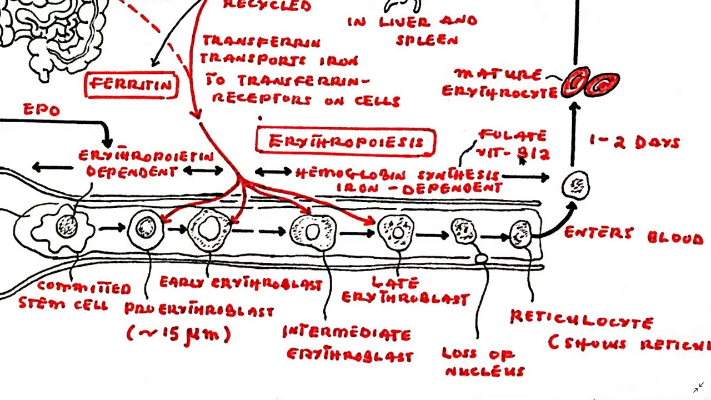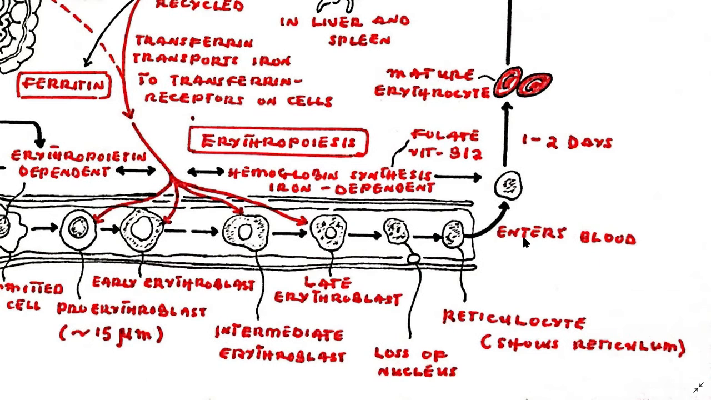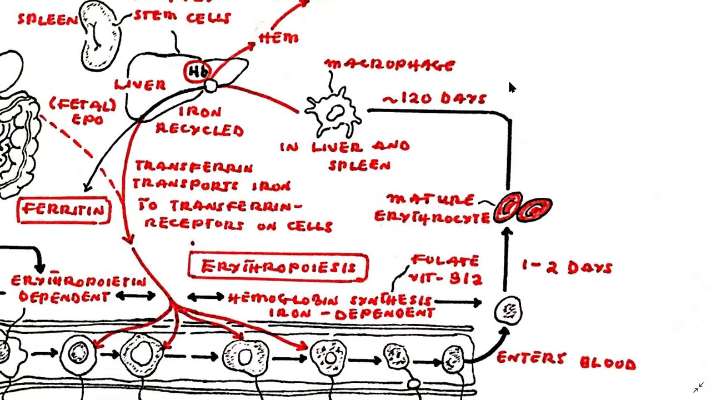In the late normoblasts, the nucleus breaks up and disappears. The young red cells show a reticulum on staining, and therefore we call it a reticulocyte. As it ages, the reticulum disappears and the characteristic biconcave shape develops. Normally, 1 to 2% of circulating red cells are reticulocytes.